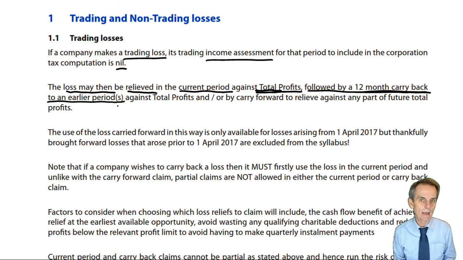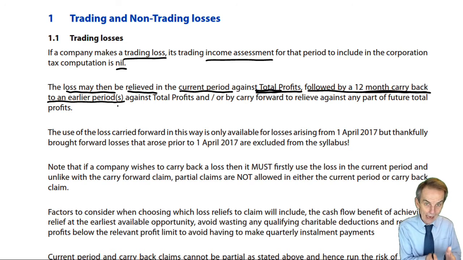But as we've said, accounting periods could be less than 12 months. Maybe you change the accounting date in the previous period, and maybe the previous period is 9 months long or 6 months long, in which case you are able to carry back to earlier periods. Again, you go back on a reverse chronological basis.